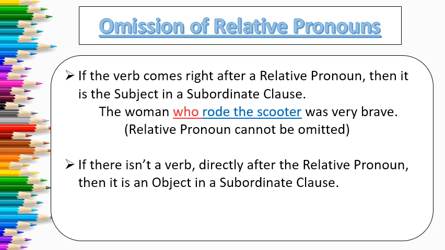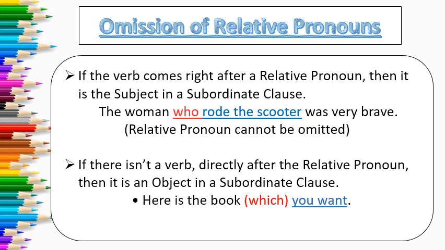What is the meaning of an object? Object means it is the victim of the action. Now let us see an example to clarify this rule. Here is the book which you want. So let us first of all divide this sentence into two clauses, main and subordinate. Here is the book is the main clause, which you want is the subordinate clause.